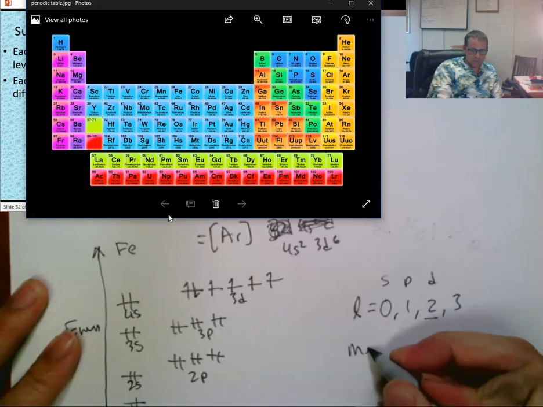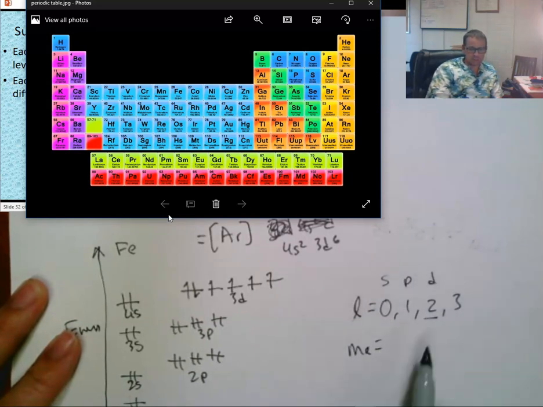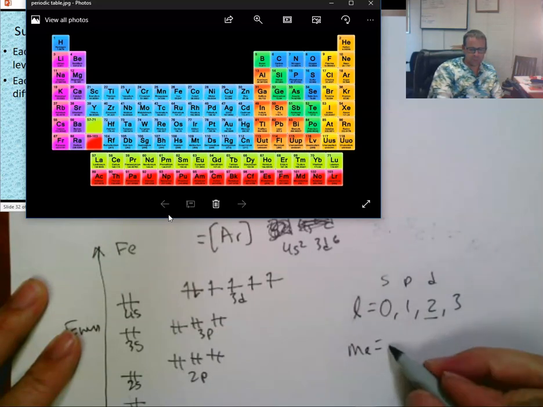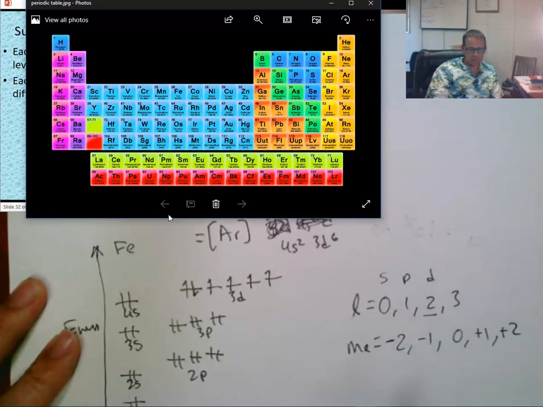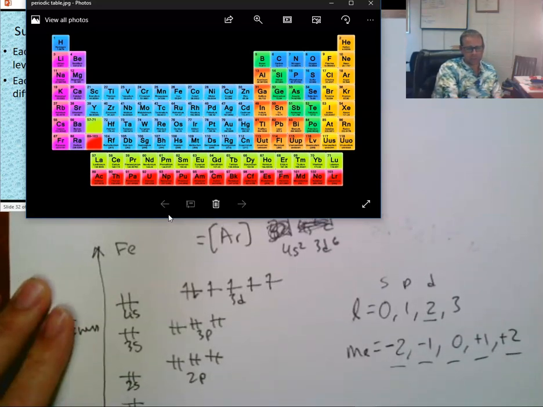That means if L equals 2, what are my possible M sub L values? Anything greater than 2? No, remember it ranges from negative L all the way up to positive L. Oh, so negative 2 to 2. Negative 2, that's right. Negative 1, 0, positive 1, and positive 2. Those are our possible M sub L values. And because I have this many different possibilities, 1, 2, 3, 4, 5, I have to have 5 orbitals in that subshell. That's what that M sub L value tells us. The number of M sub L values tells us how many orbitals there are in that subshell. Thank you, that makes sense.